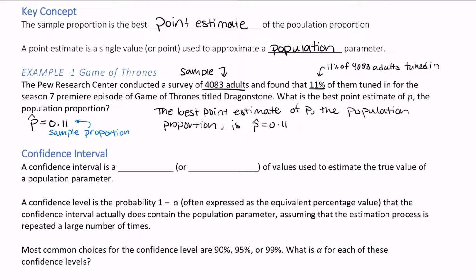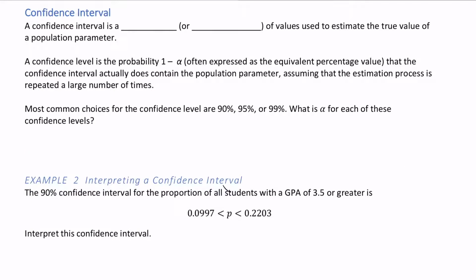Next, let's discuss confidence intervals. A confidence interval is a range or interval of values used to estimate the true value of a population parameter. The confidence level is a probability, often expressed as the equivalent percentage value, that the confidence interval actually does contain the population parameter, assuming that the estimation process is repeated a large number of times. So it's this that will come in handy for computations.